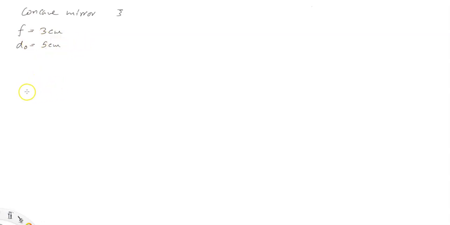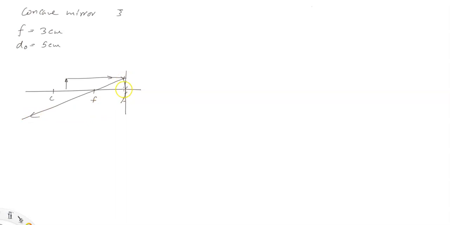So how do we do it? Draw the principal axis, mark the mirror, mark F. Now C is over here. You don't have to mark it all the time, but you can. If this is 3 centimeters, the radius of curvature or the center point will be at 6 centimeters. So the object is going to be somewhere over here. Light comes in, so we're going to use the parallel one, reflects through F, so that's 1.